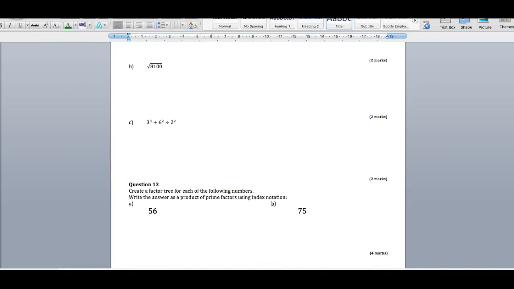All right, question C. So 3 cubed. I did see people write out 3 times 3 times 3, 6 times 6 divided by 2 times 2. So if you did that, that was really good. I probably gave you a few marks. Or when I say a few marks, half or 1 mark.